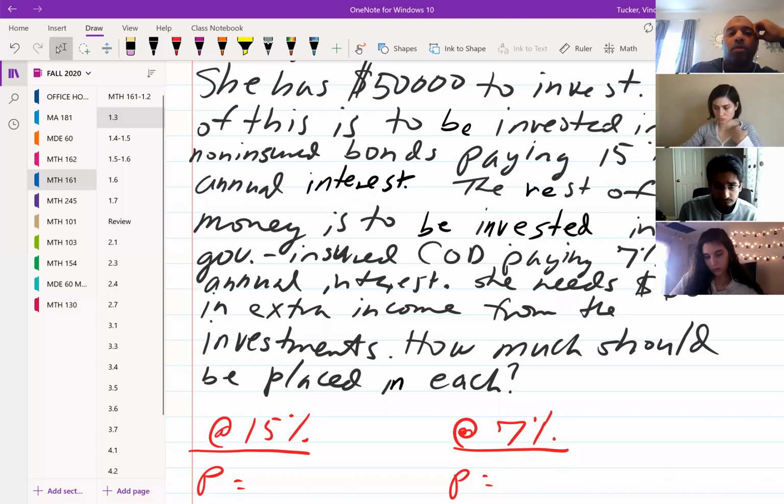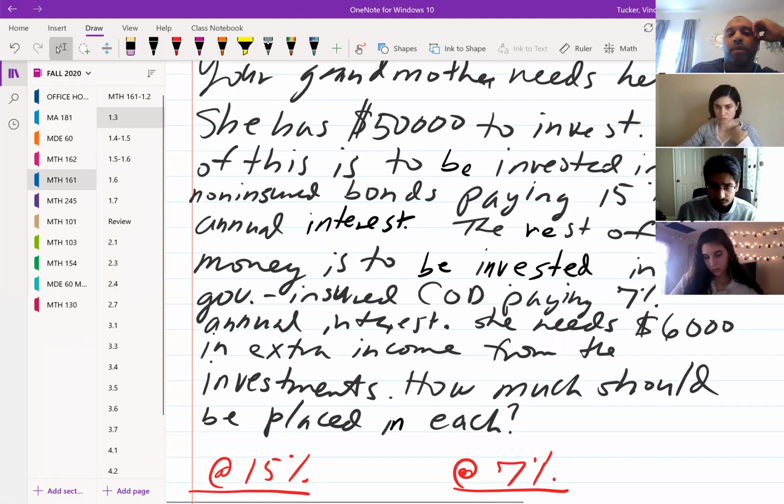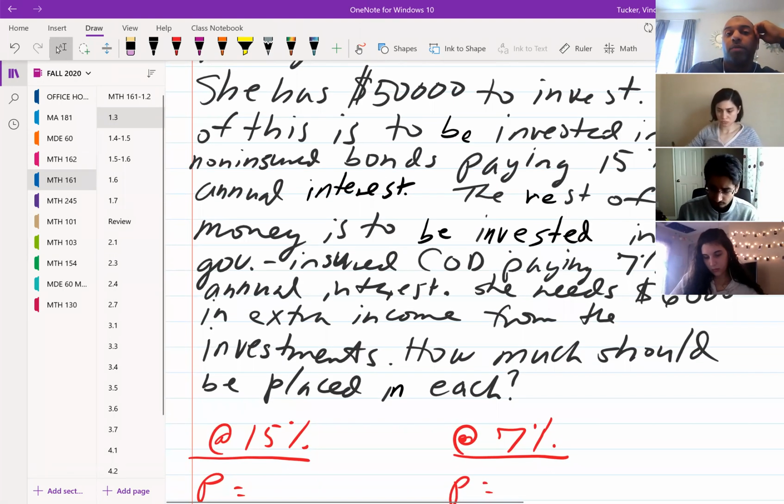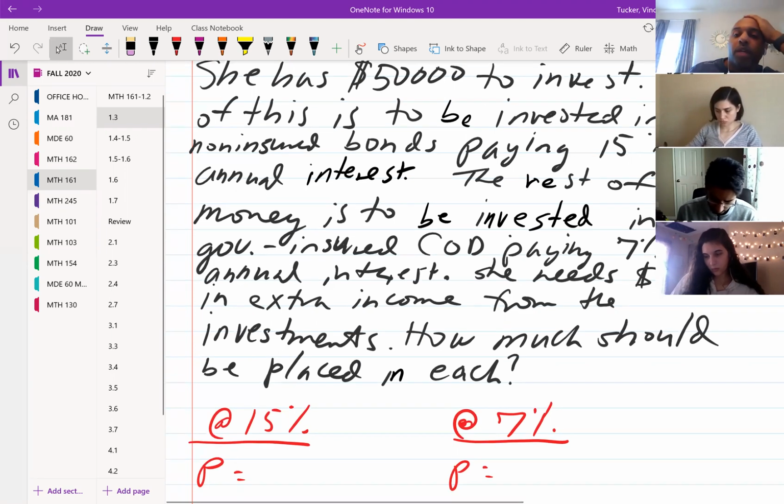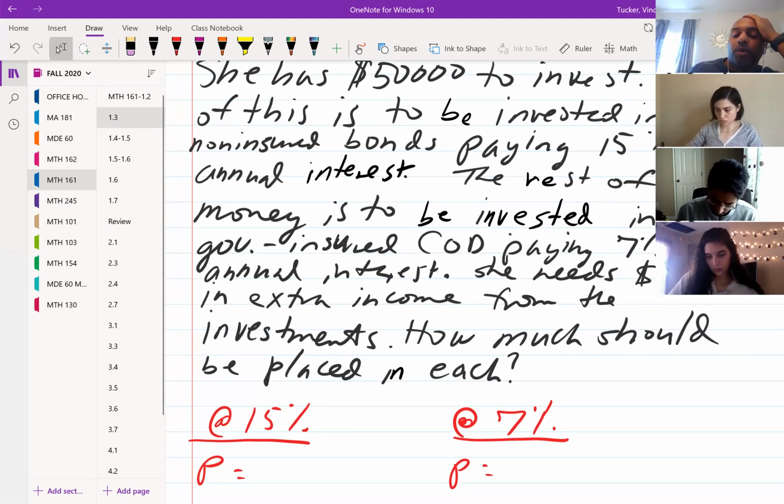All right, so just to do a recap, we got a grandmother who has $50,000. She wants to invest it in 2 different accounts. One is paying 15% annual interest, the other one's paying 7% annual interest. And that's the main thing that we want to pull out of that, the uninsured bonds, all that type of stuff. The main thing is the fact that you have 15% annual interest, and then the other one is 7% annual interest. And then she needs $6,000 in extra income to come from these investments.